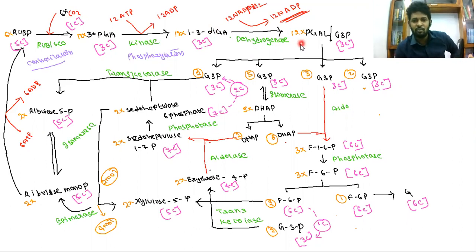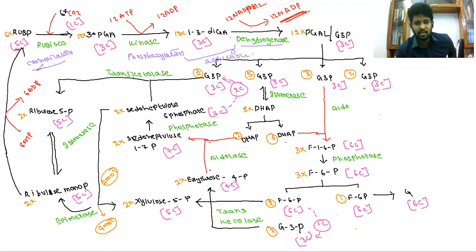Now here we got 12 molecules of phosphoglyceraldehyde. This is also called glyceraldehyde 3-phosphate. This is also a 3 carbon compound. Before knowing the fate of this 3 carbon compound, we studied the phosphorylation process and the dehydrogenase process. These two processes together are called the reduction process.